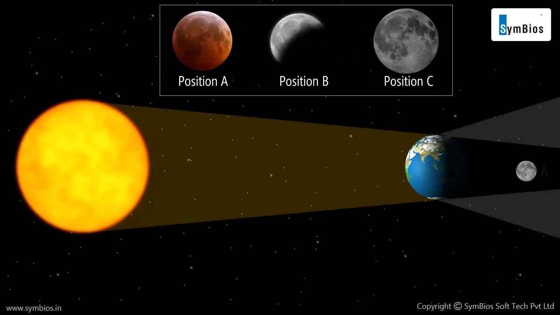When the moon is in position A, the shadow of the earth covers the moon completely. This is when a total lunar eclipse is observed. If the moon is in position B, that is, partly in umbra and partly in penumbra, a partial lunar eclipse is observed. When it reaches the penumbra region, that is, position C, there is no eclipse, but the moon appears dull because it does not receive the complete sunlight.